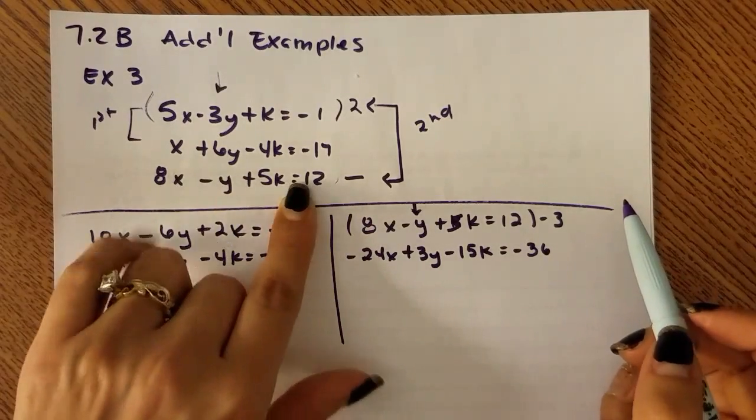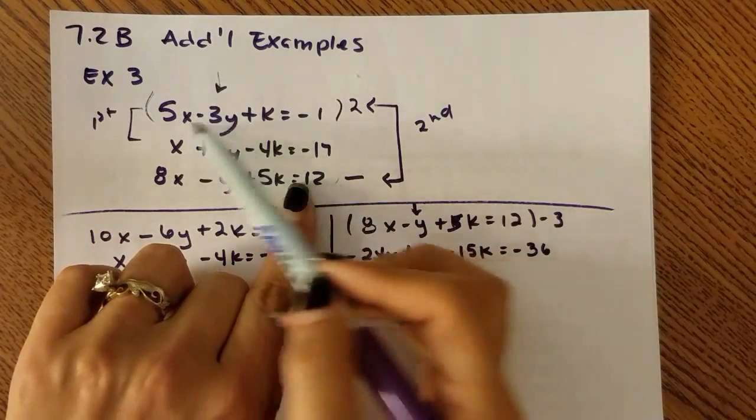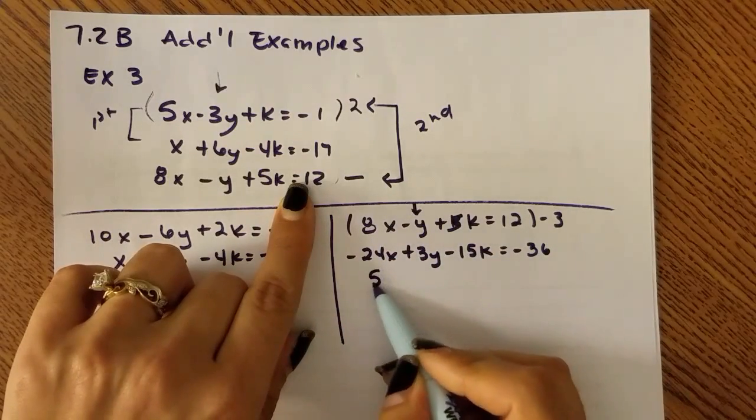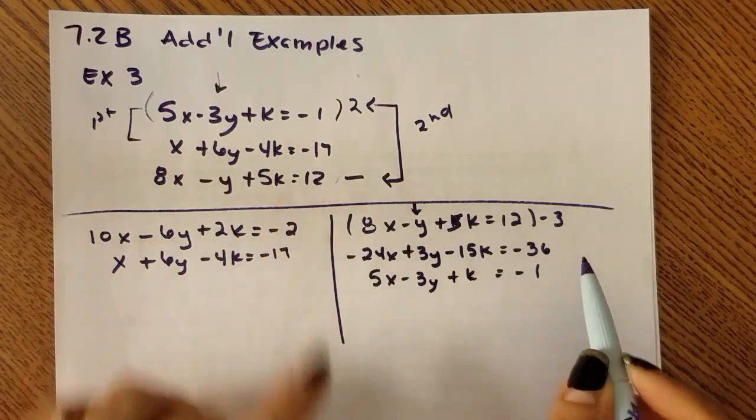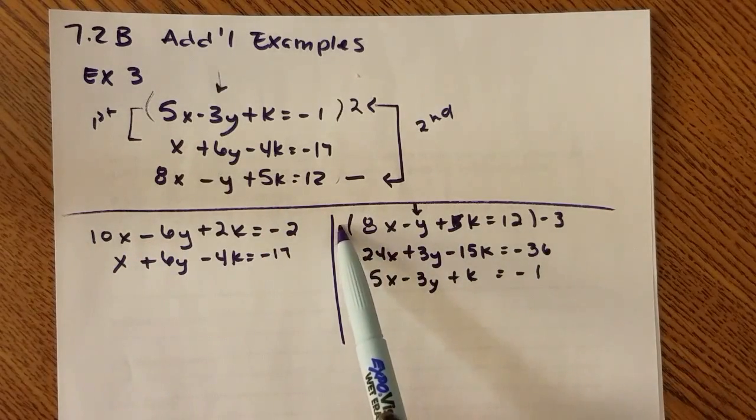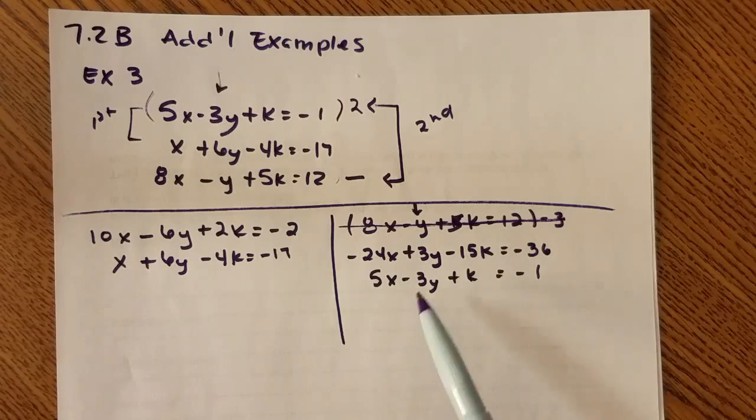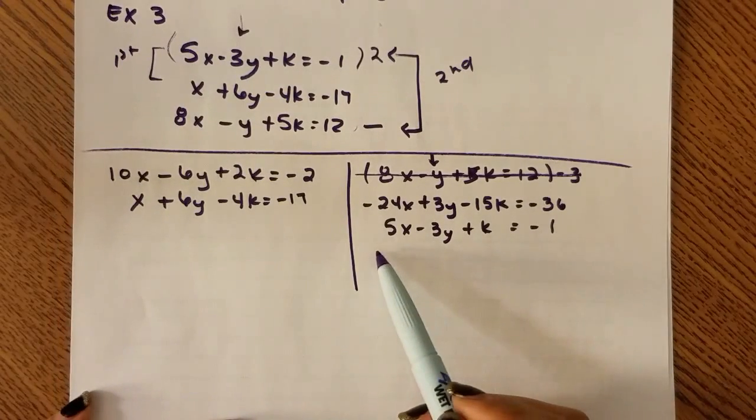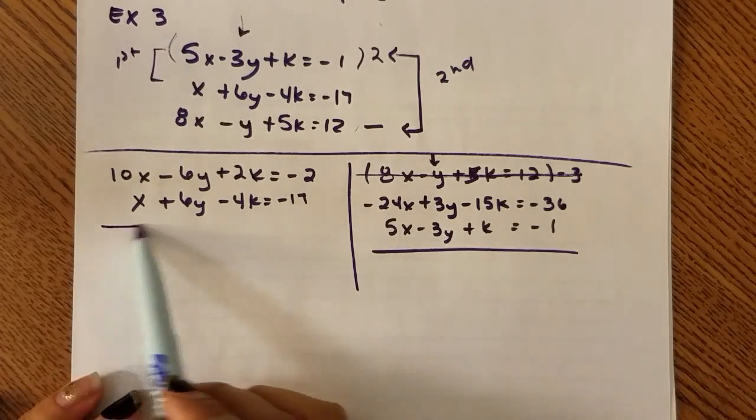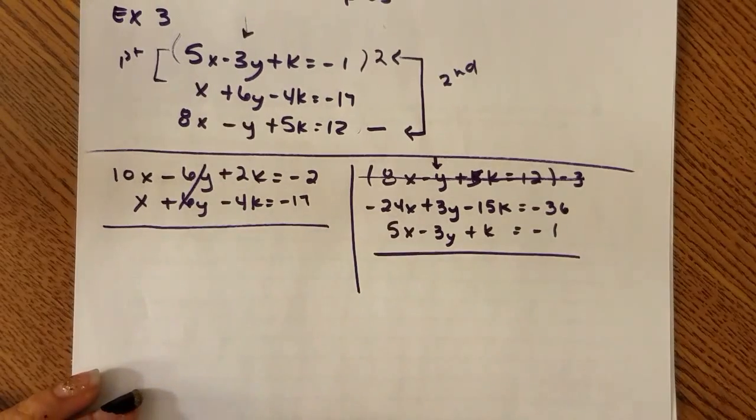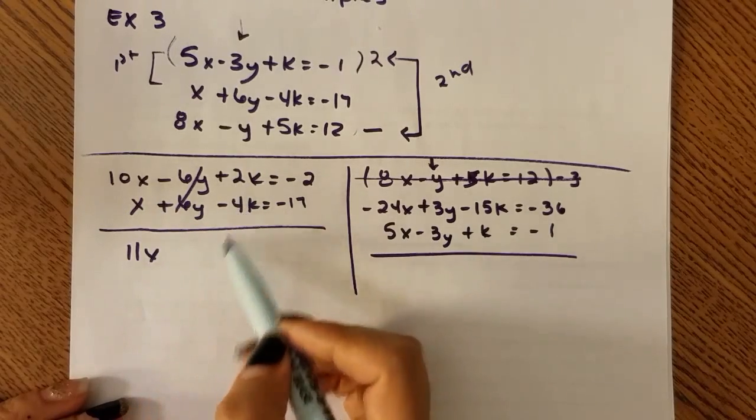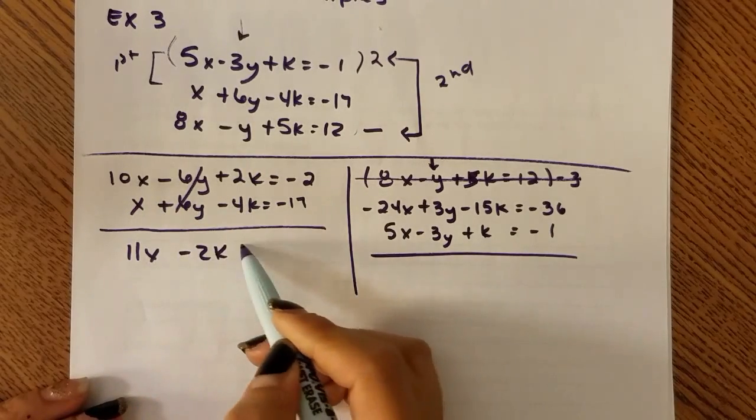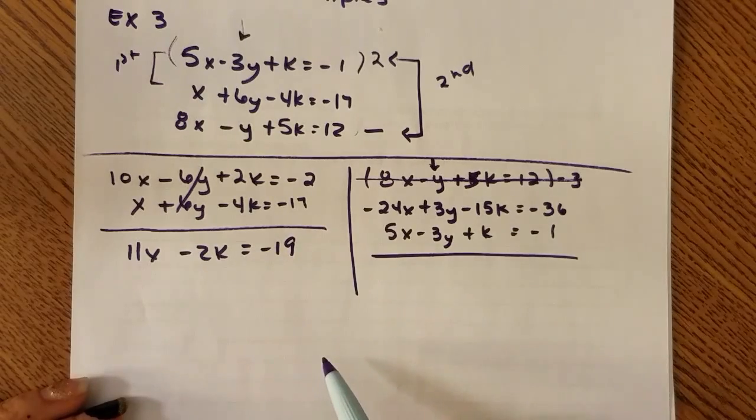That's the exact same equation, and I'm going to choose to eliminate y with this first one. So I'm going to bring it down. 5x minus 3y plus k is equal to negative 1. Okay, I'm going to cross this one out so that we don't get confused with it. And now we can go ahead and eliminate our variables in each of our systems now. Doesn't matter which one you do first. So that's going to cancel there. 10 plus 1 is 11x. 2 minus 4 is negative 2k is equal to negative 19.